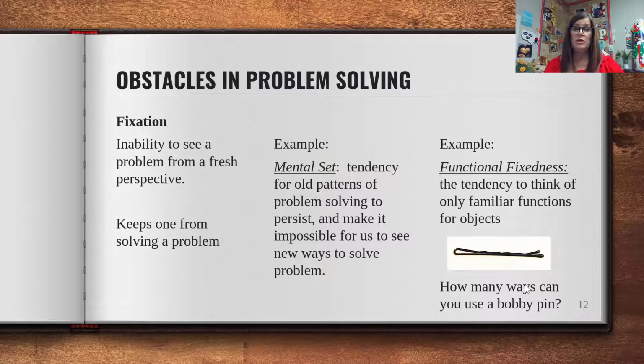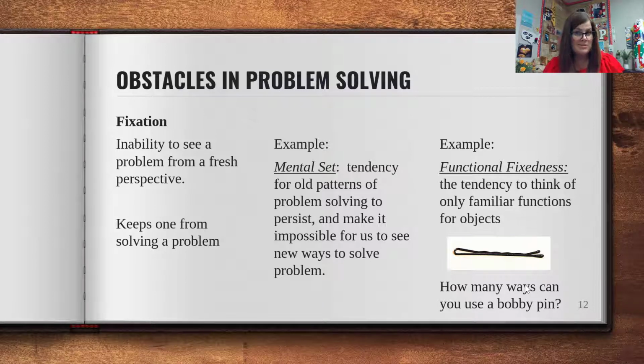So an example would be what we call a mental set. You've got a mental set, and it's a tendency for your old patterns of problem solving to persist, and they make it impossible for us to see new ways to solve problems. An example of a mental set would be what we call functional fixedness. And functional fixedness means that we have a tendency to think of only familiar functions for objects.